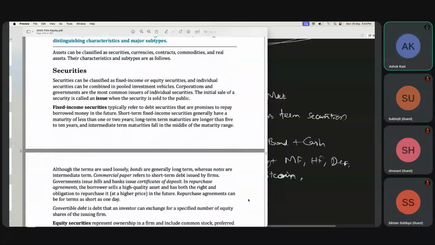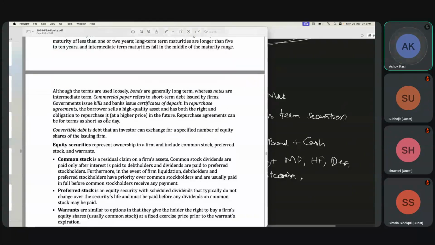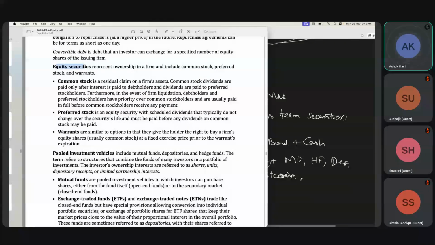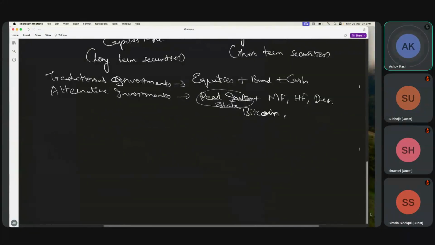Then securities. I told you it's a general term. This can be used for equities, and this can be used for bonds as well. Fixed income, let's just ignore all these terms which are not related to equities. Now equity, under that common stock, preferred stock. What are the characteristics of common stock? What are the characteristics of preferred stock? And then we will see warrant.